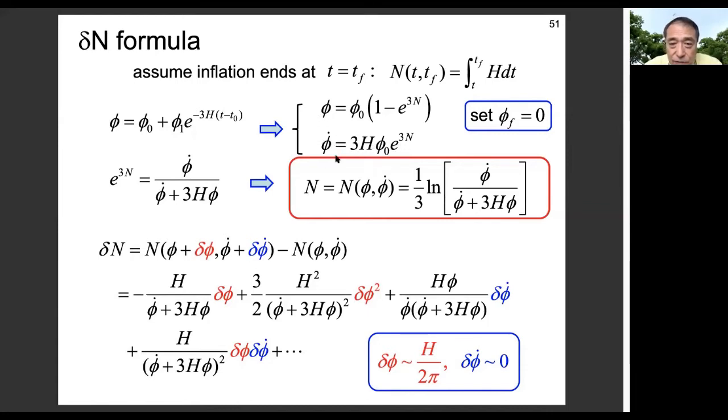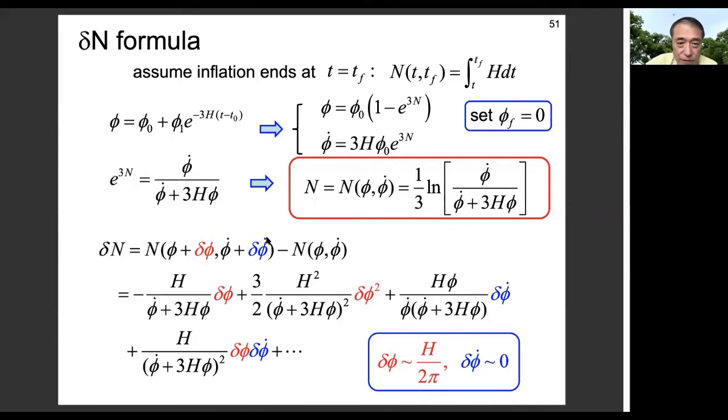Anyway, so you have these two solutions. And given these two solutions, of course, you can easily find, from here, by removing phi naught, the expression of n in terms of phi dot and phi. So this will be just a number v4 given by a function of phi and phi dot, which is given by this formula.